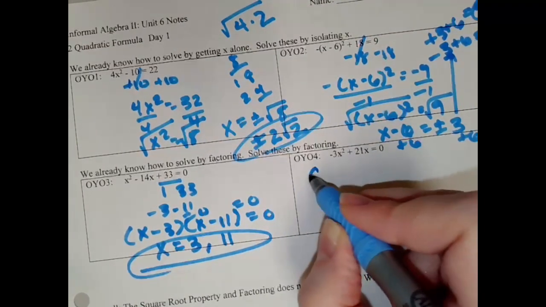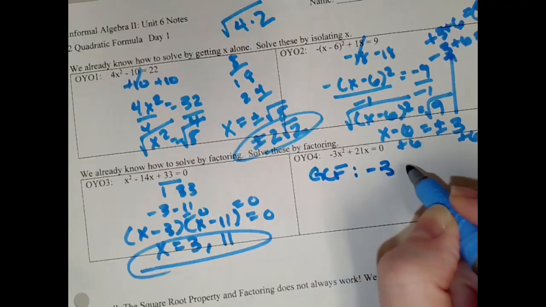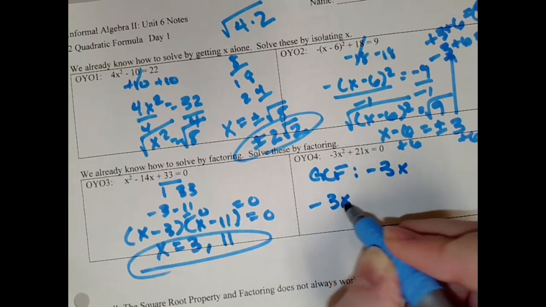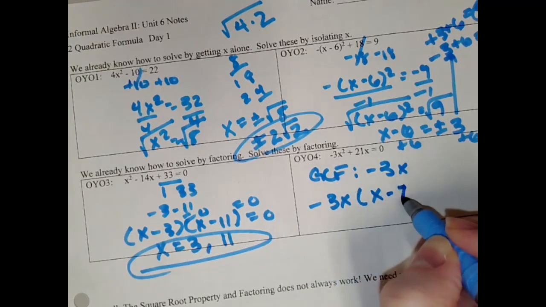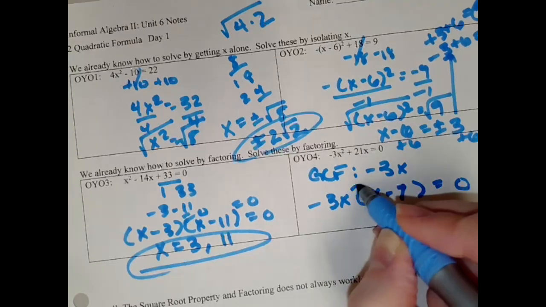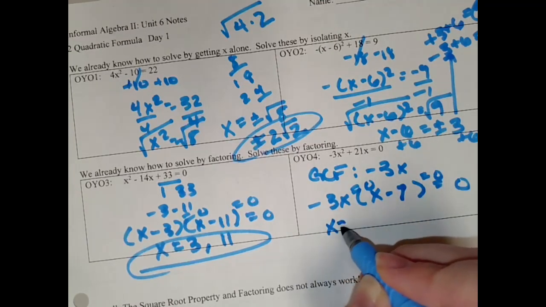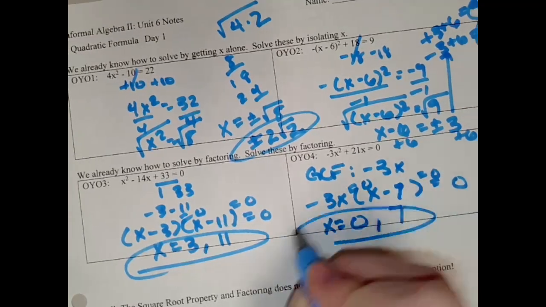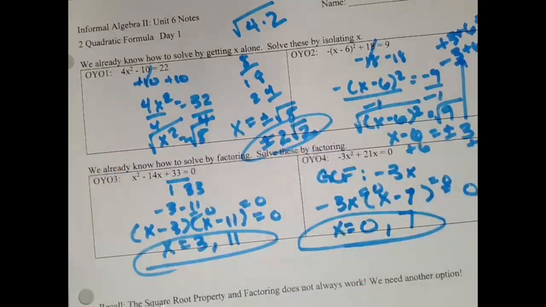Or here, this is a GCF problem where the GCF is negative 3x. Pull out a negative 3x, divide each term by that. You get x minus 7. Set each part equal to 0. That gives me x equals 0 and x equals positive 7. So those are the two methods we already know.